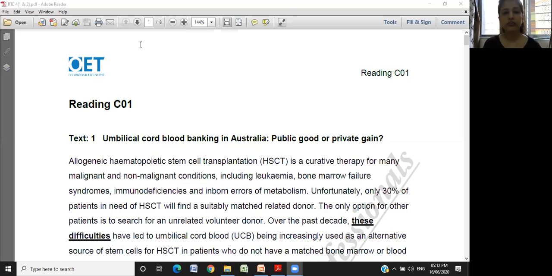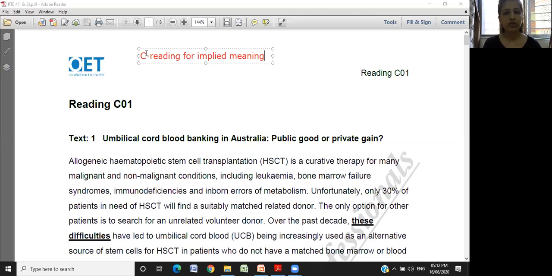Okay, so the majority of the questions in reading part C would be reading for implied meaning or inferential meaning. So we're going to learn that strategy today.